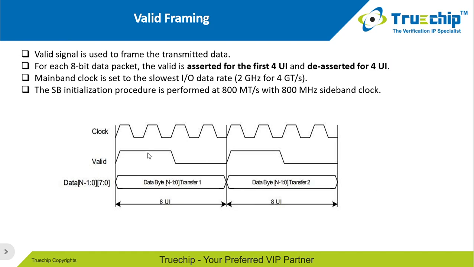So here we can see in this diagram that for 2 clock cycles the valid is high, and for 4 UI, so we can say for 4 UI the valid is high, and for the next 4 UI or 2 clock cycles the valid is low. So for every 8 UI, 1 byte will be transmitted.